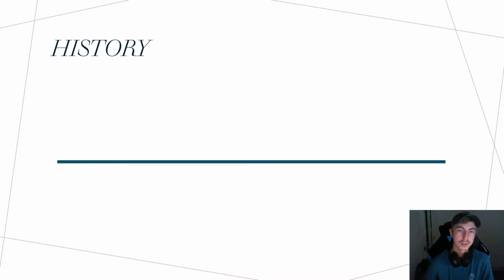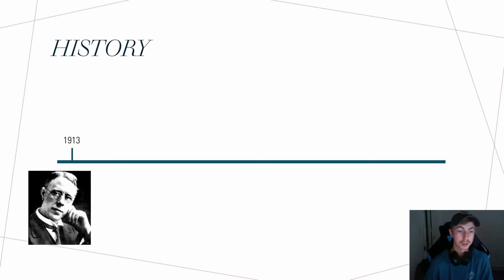So to start off with history, stainless steel was first discovered in 1913 by a man named Harvey Blain. Blain was a British researcher who was focused on trying to create gun barrels that were resistant to corrosion. He found that by adding chromium to iron, he was able to create an alloy that would not rust.